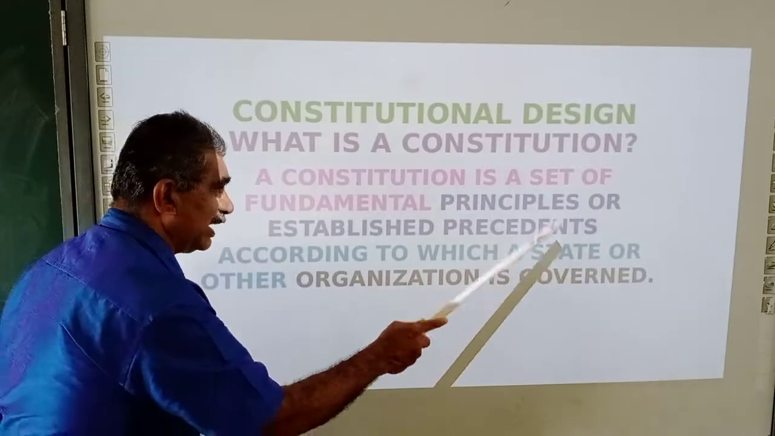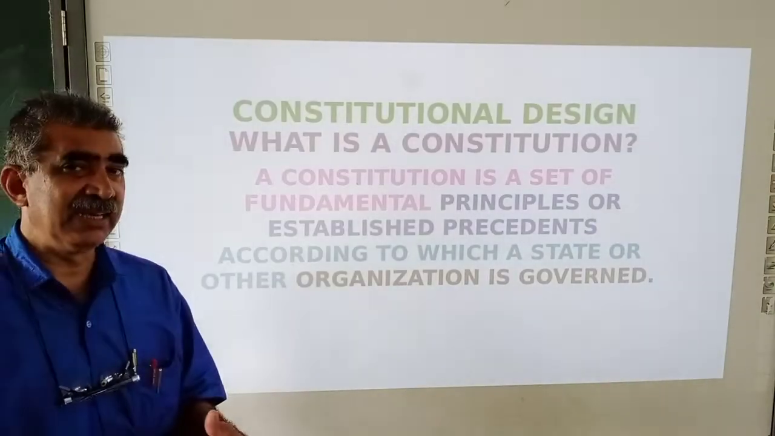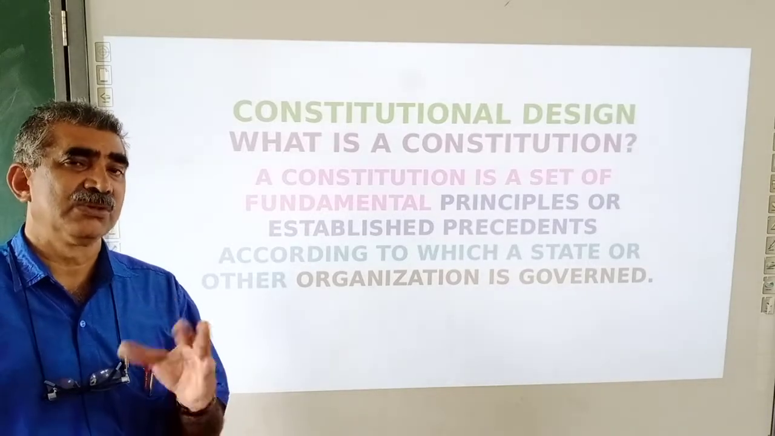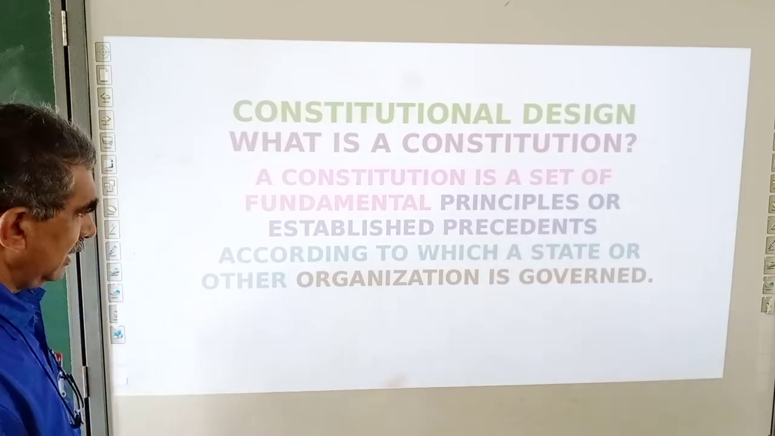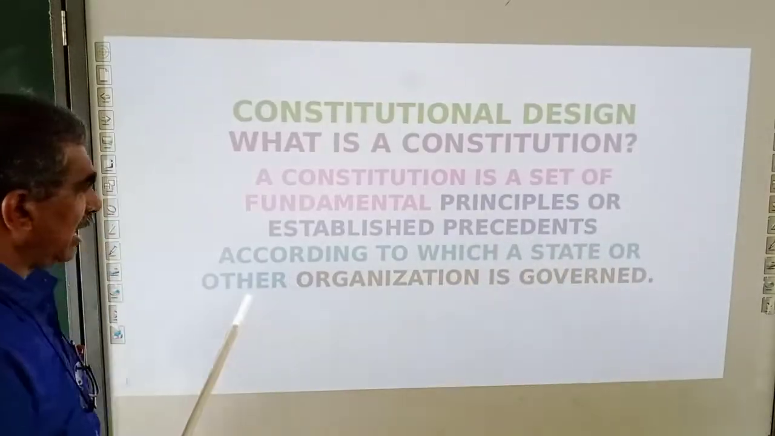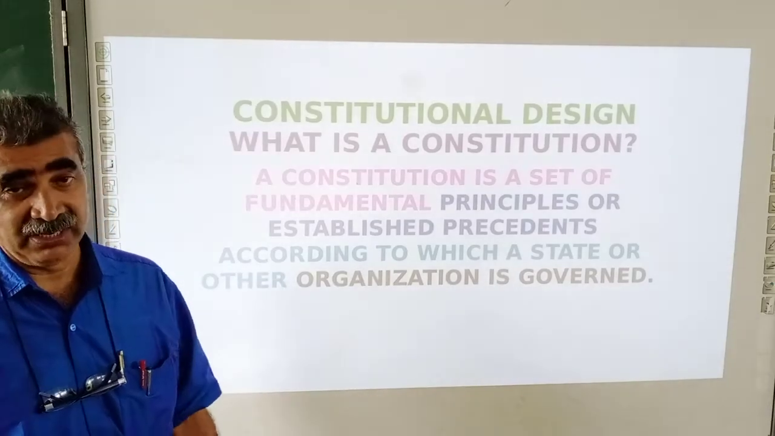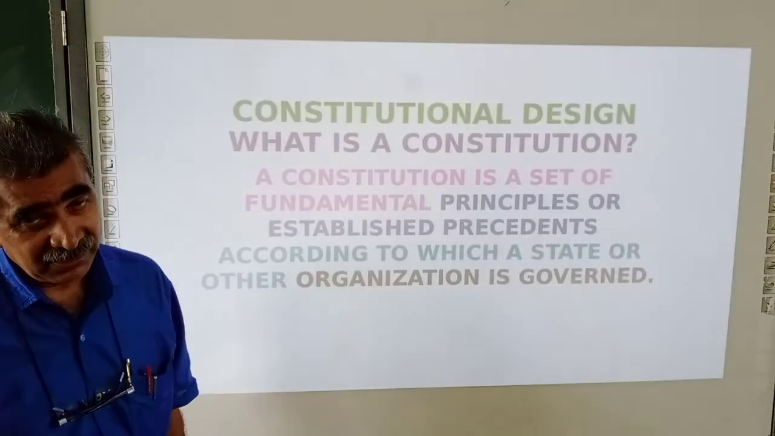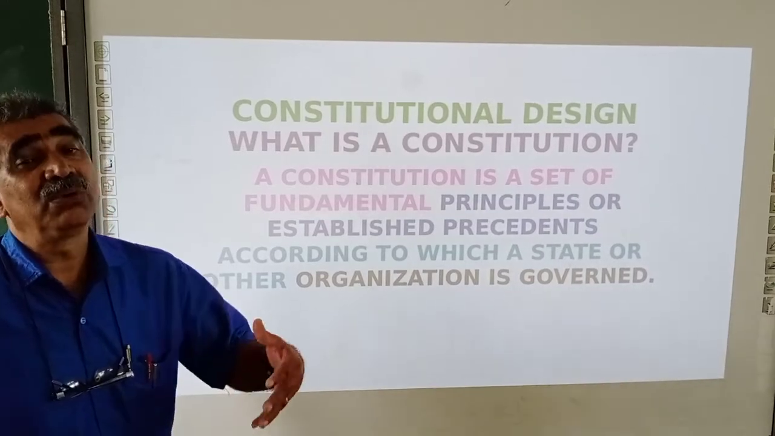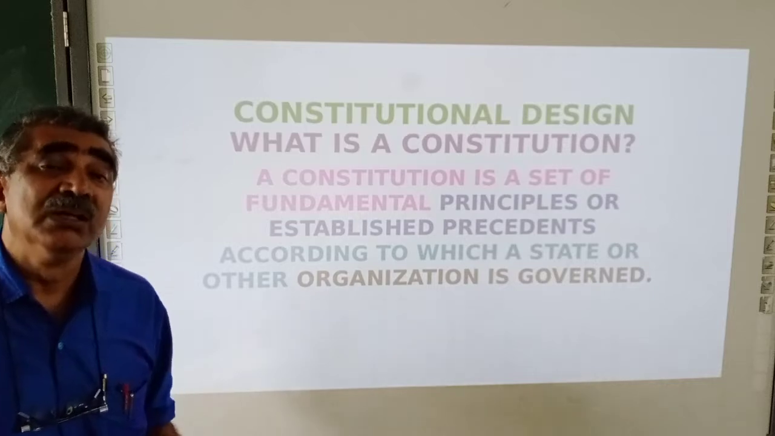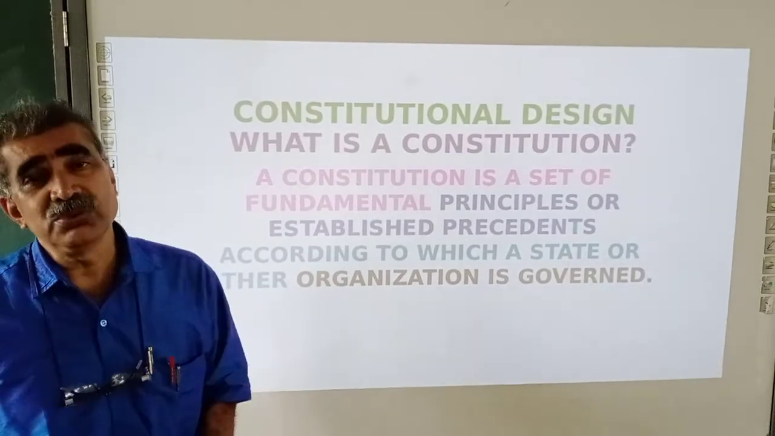according to which a state, meaning country, which we will study later, is governed. Usually, in political science, we call a state a country. It has some differences that I will tell you later. According to which a state or other organization is governed. It can be for a country or a state or anything. Usually for a country it is used. Even our own rule book we can call a constitution. So a constitution is a rule book.